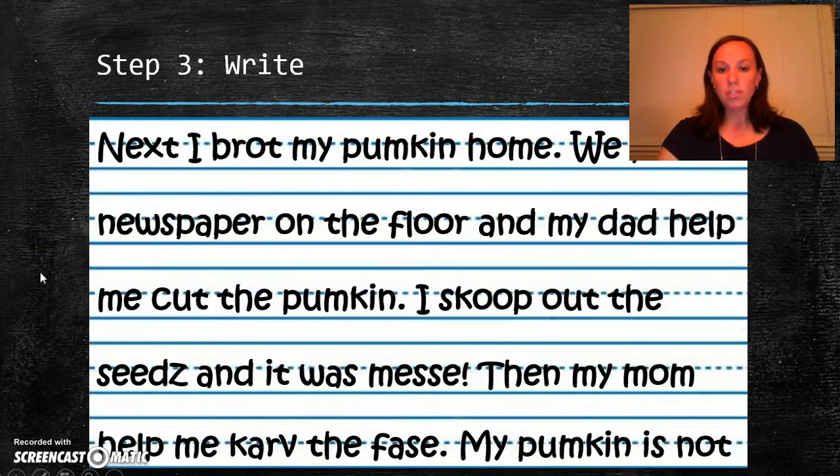Here's the middle of my story, and then I'll move on to the end. Next, I brought my pumpkin home. We put the newspaper on the floor, and my dad helped me cut the pumpkin. I scooped out the seeds, and it was messy. Then my mom helped me carve the face.